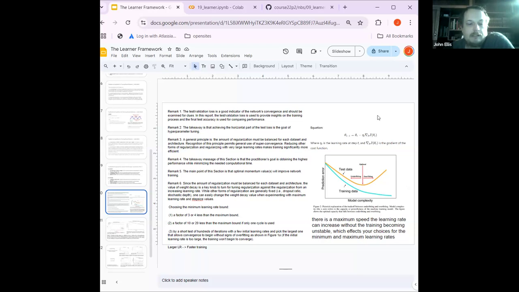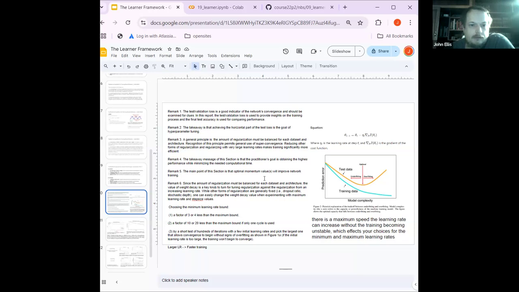Okay. So test validation loss is a great place to start to look for the performance between the training and the final test accuracy. Hyperparameter tuning is achieving the horizontal part of the test loss, which we'll show on the other chart. It basically flattens out. We no longer see any improvement, or negligible improvement, at that point.